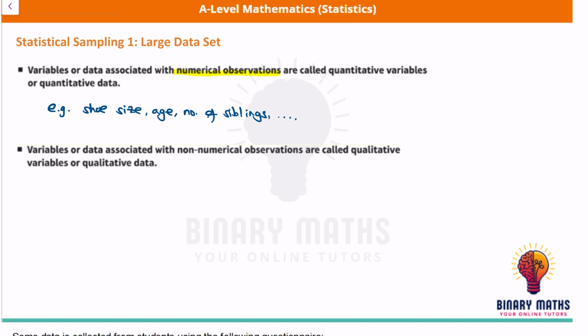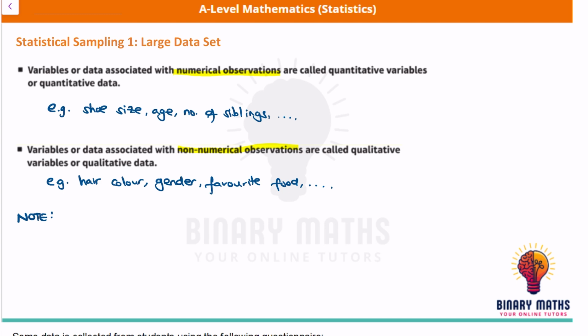Variables or data associated with non-numerical observations are called qualitative data or qualitative variables. For example, it might be hair color, gender, favorite food, and so on.